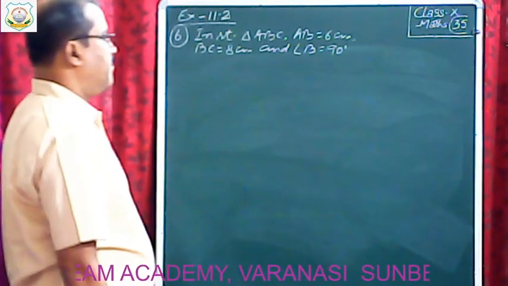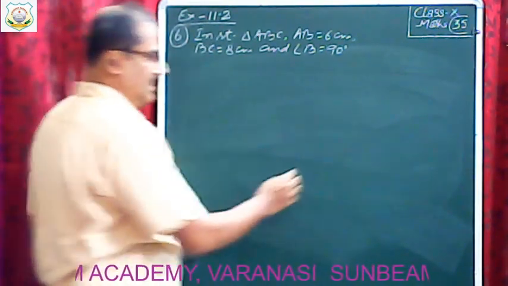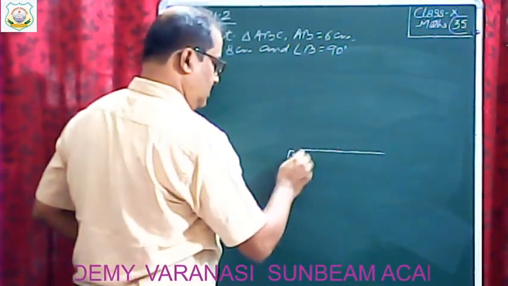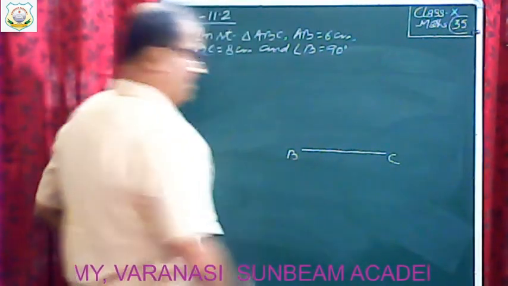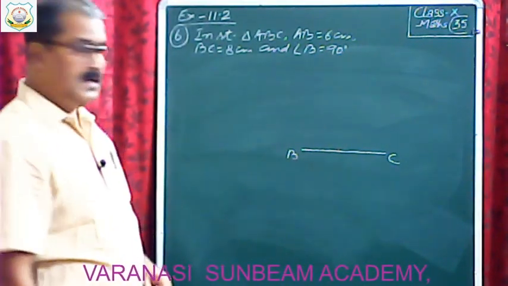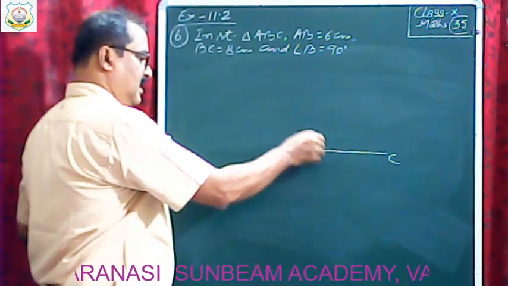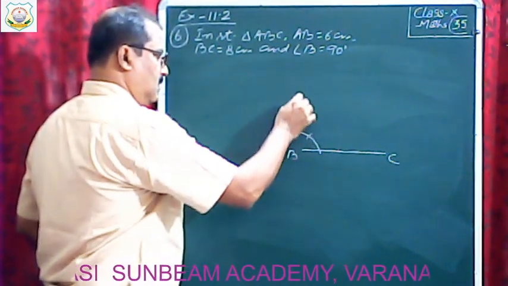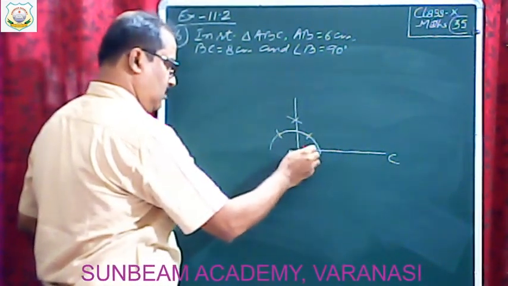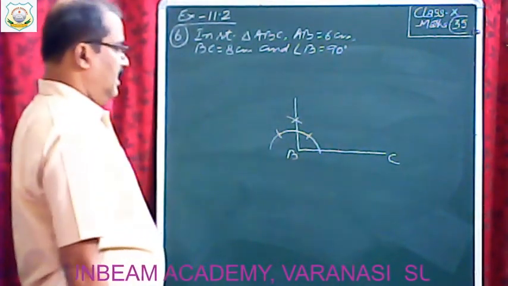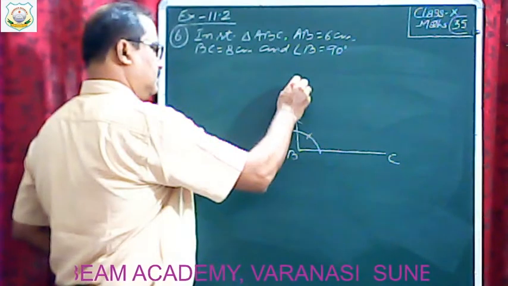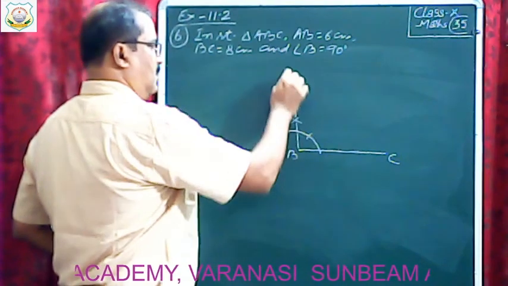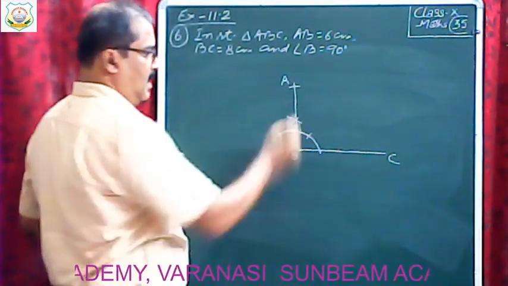Okay. So, angle B 90. BC 8 centimeter, angle B 90 degrees. Draw angle B 90, everybody. 60, 120, 90. Okay. And AB equal to 6 centimeter. So with B as center and 6 centimeter radius, mark to get A and join AC.